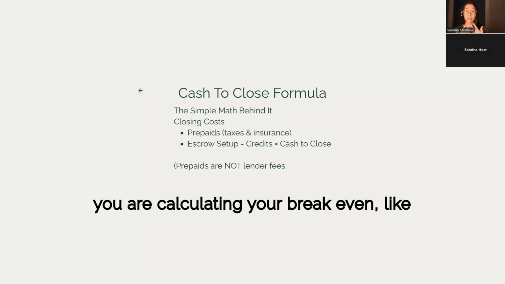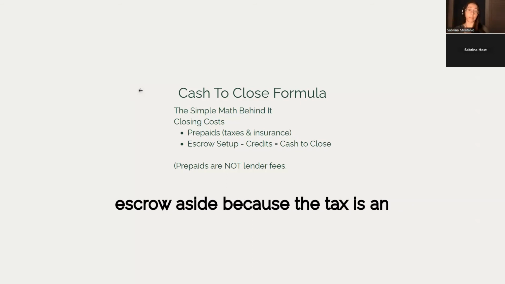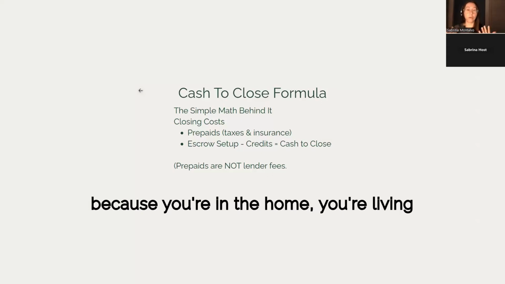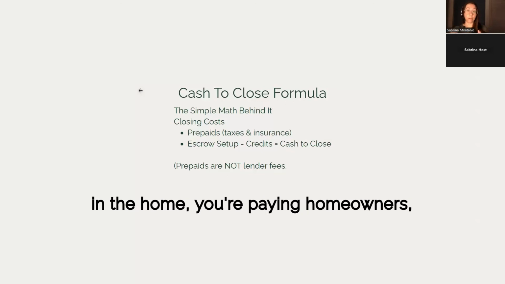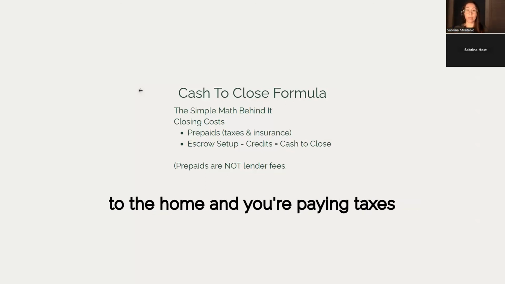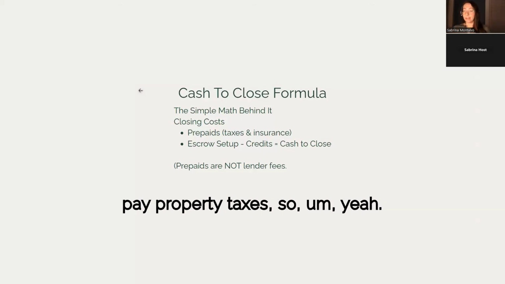When you are calculating your break even, like I said, you want to set that escrow aside, because the taxes and insurance you're going to pay either way. You're living in the home, you're paying homeowners insurance in case something happens to the home, and you're paying taxes because obviously we all have to pay property taxes.